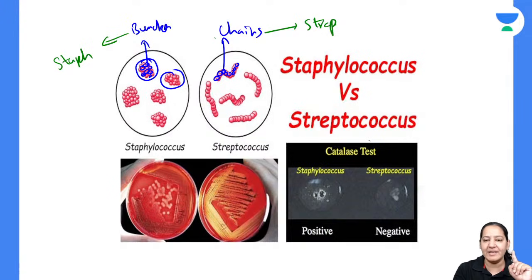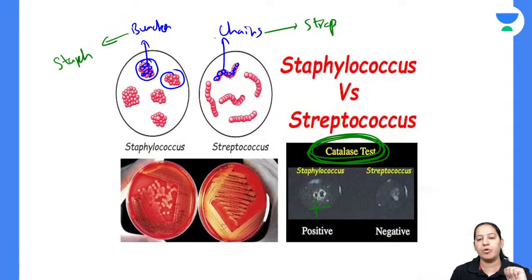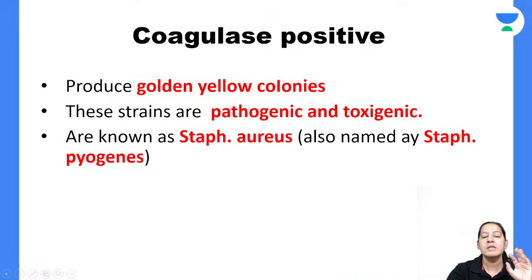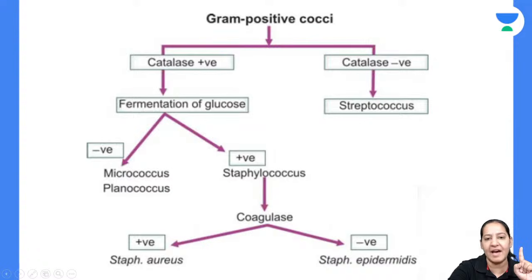As I have told you, the other way to differentiate is the catalase test. How to perform the catalase test, I will tell you, but Staphylococcus are catalase positive and Streptococcus are catalase negative. So based on catalase, we have differentiated Staphylococcus from Streptococcus.